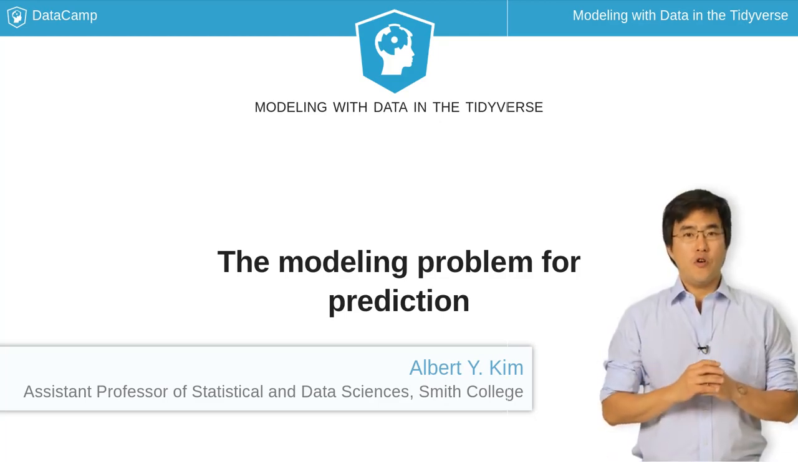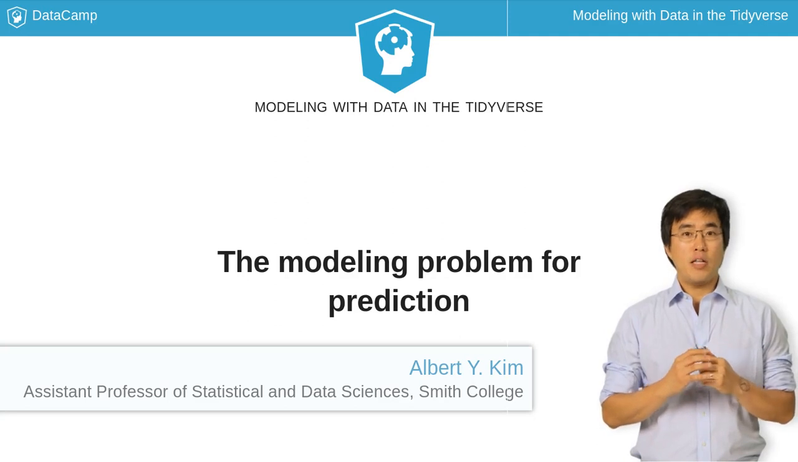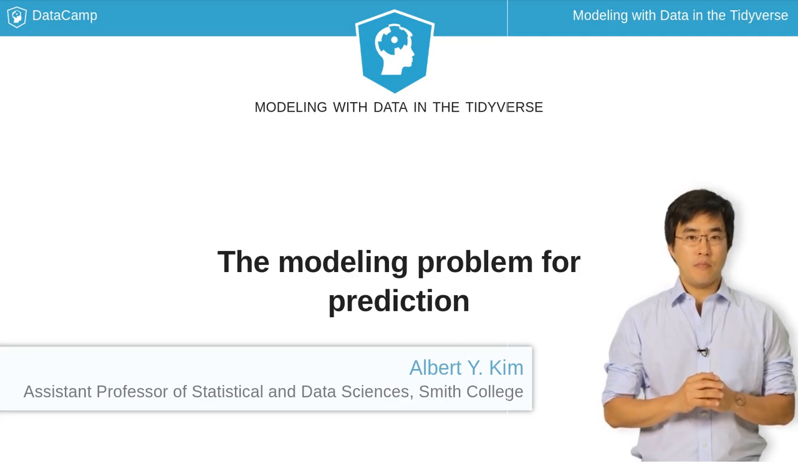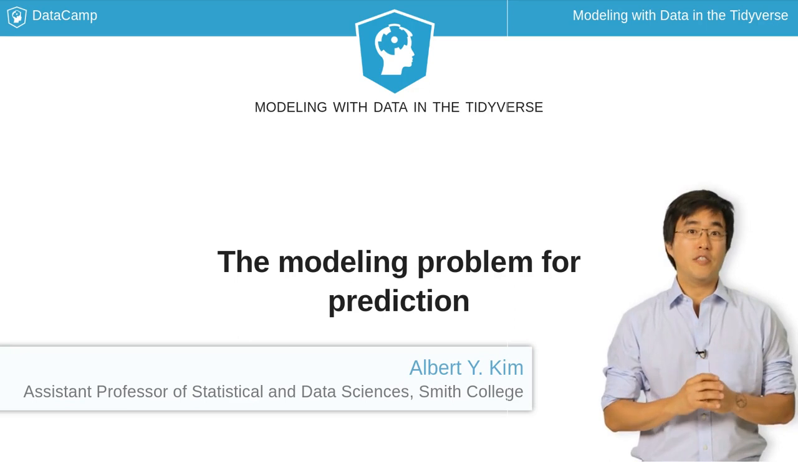You'll finish this first chapter by studying the modeling problem for prediction. While the mechanics for predictive modeling might be similar to those for explanatory modeling, you'll see there are some subtle differences in the goals.